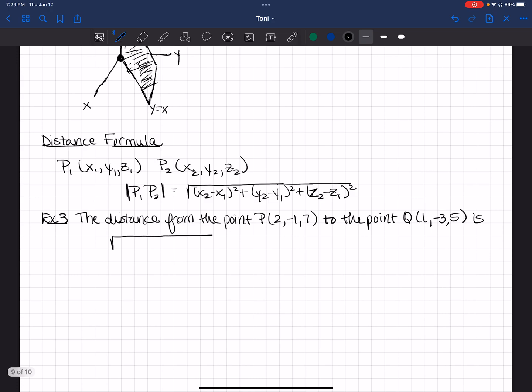So all I've got to do is take the square root of x2 minus x1, so 1 minus 2 squared, plus negative 3 minus negative 1, so plus 1 squared, plus 5 minus 7 squared. That's going to give me the square root of negative 1 squared is 1, plus negative 2 squared is 4, plus negative 2 squared is 4. That gives me the square root of 9, which equals 3, of course. Okay?